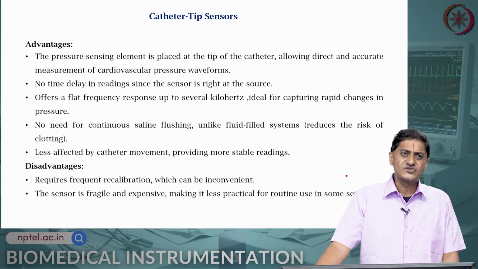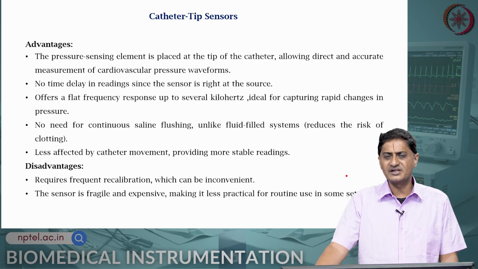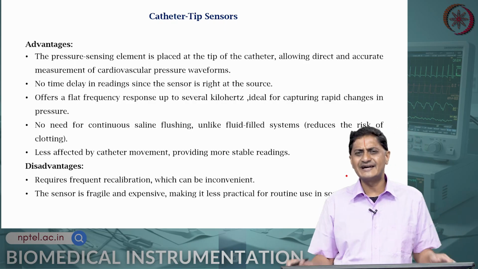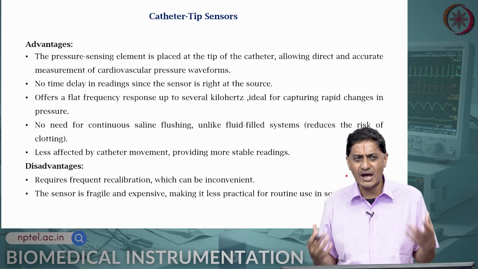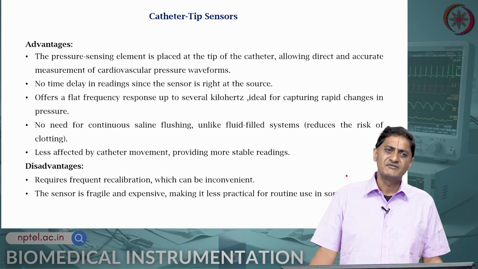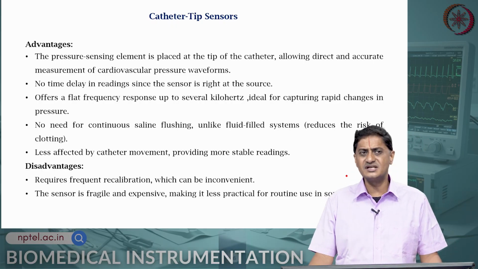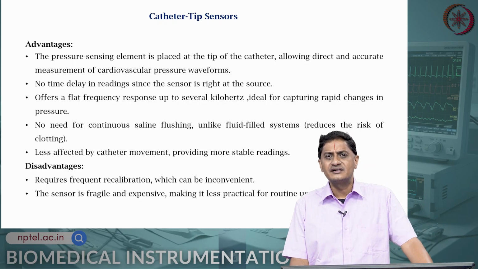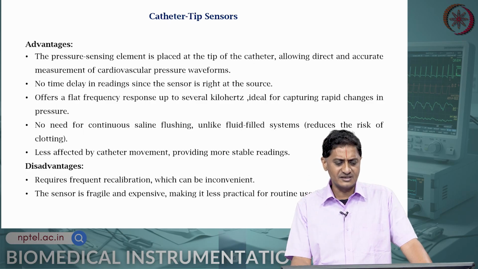What are the advantages? The advantage is that the pressure sensing element is placed at the tip of the catheter. So, there is a direct, accurate, high fidelity, high frequency, fast, rapid measurement of vascular pressure, in this case cardiovascular pressure waveforms. And there is no time delay in the readings, because there is no fluid filled catheter. There is no time delay in readings since the sensor is right at the source.